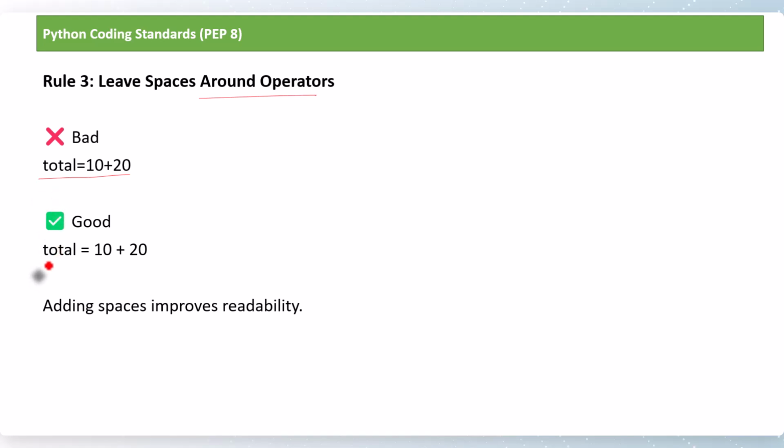Instead of that, you can use total space equal to space 10 plus 20. So this is improving the readability of your program. Both are the same, but this one has some spaces between plus and equal to, so that the readability is good. Try to understand there is no error in these two lines. Both are correct.